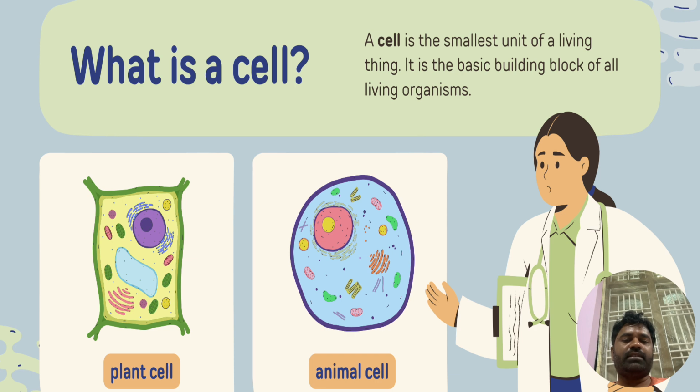There are two types of cells, plant cells and animal cells. So this is the plant cell. Plant cells have a cell wall, and animal cells do not have a cell wall, only a plasma membrane.